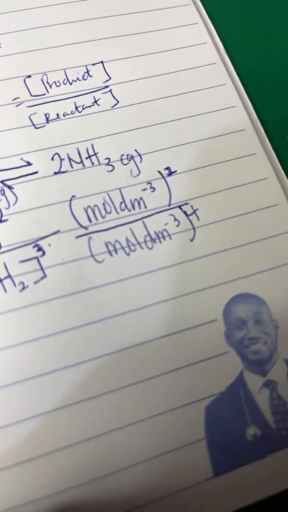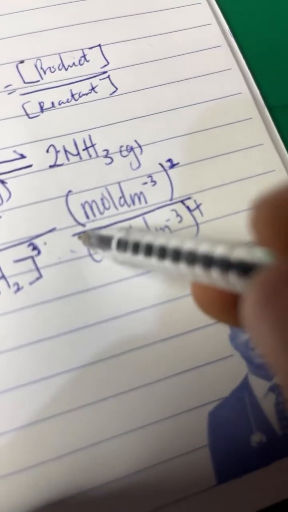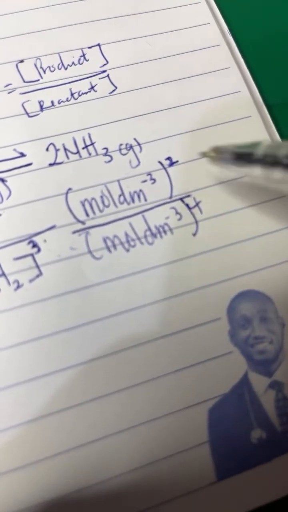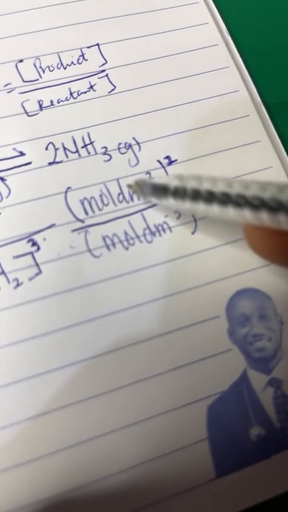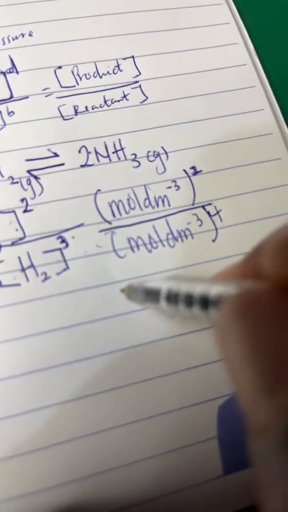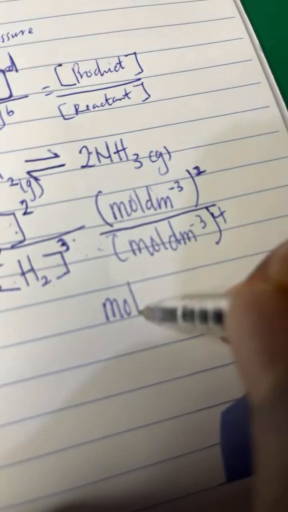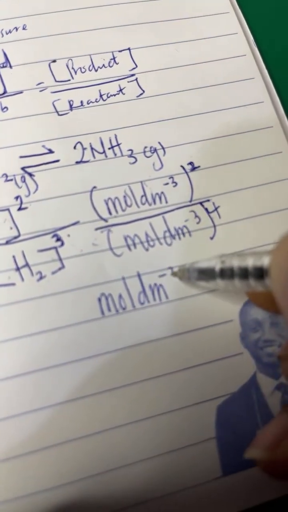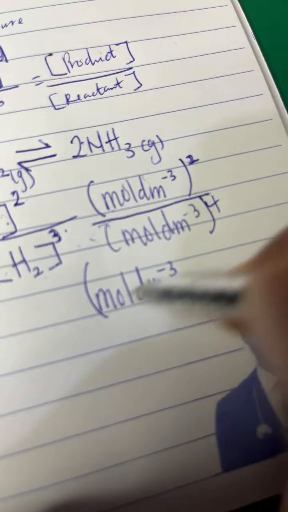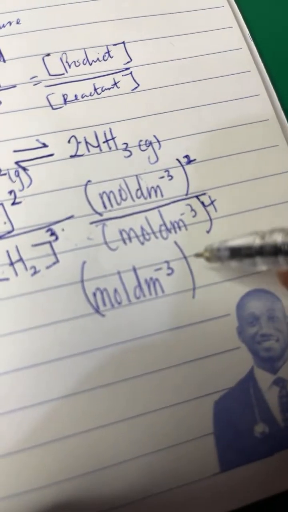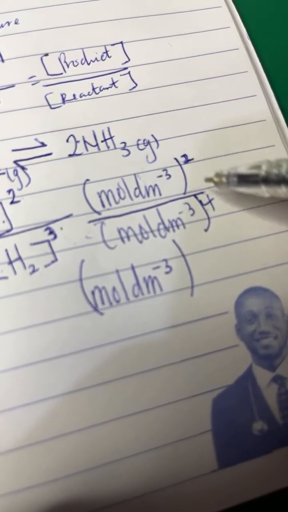Subtraction law of indices: you can see that there is division. Anytime you see division, you just know that you want to subtract, right? And you can see that the bases are the same. So you just have to write one base out, which is mole per dm cube, and put it inside your brackets. So subtraction law, 2 minus 4.